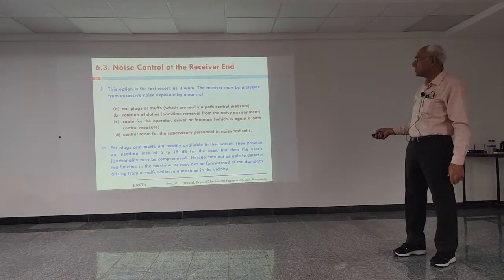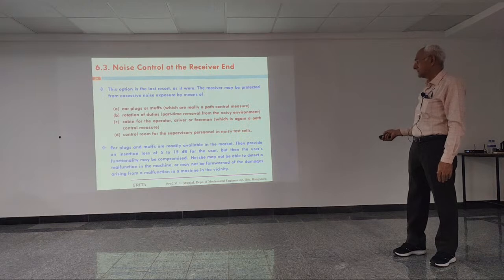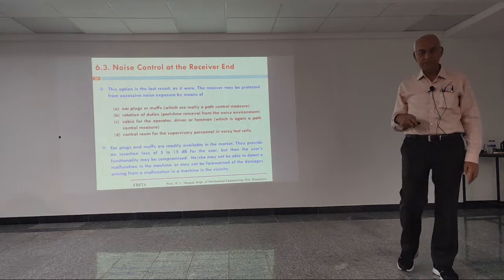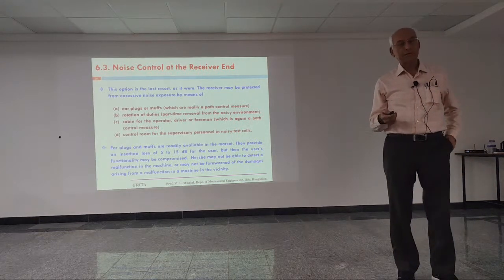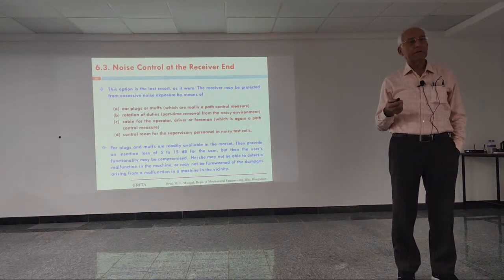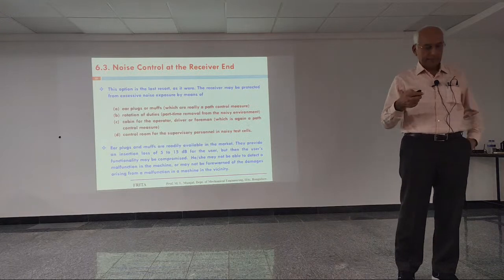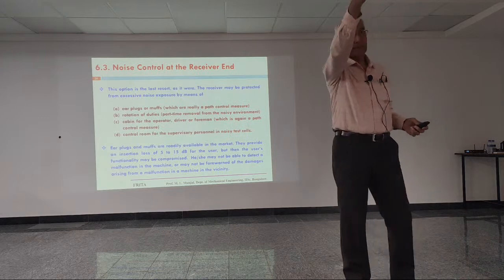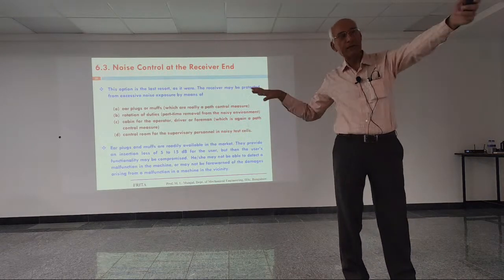Then the control room for the supervisory personnel in noisy test cells. This is a very important thing. For example, if you go to HAL or GTRE, where aero engines are tested, a typical aero engine will be the size of this room. Everything is put together.